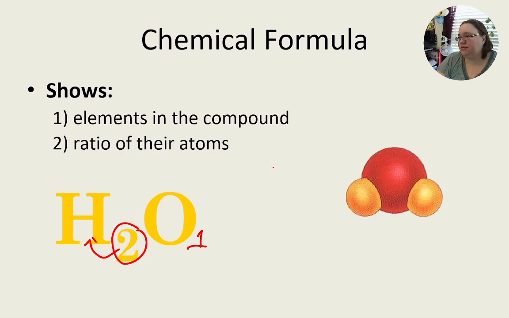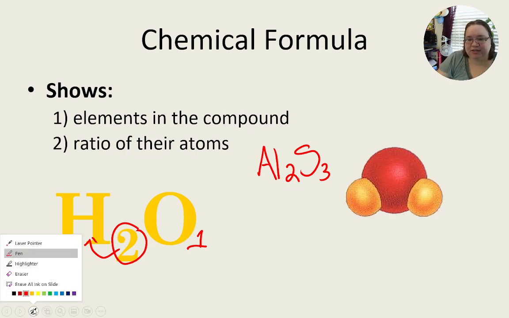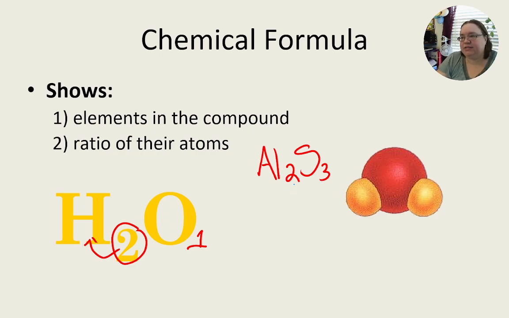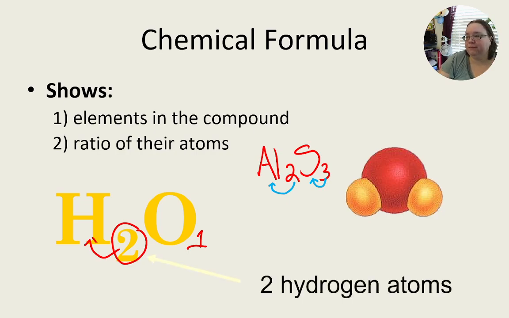Let's see something else. Let's say I have Al2S3. So this is an ionic compound because it has a metal and a nonmetal. And I can see that based on its formula, it has two aluminums and three sulfurs. So that chemical formula gives us a lot of information about the compound.